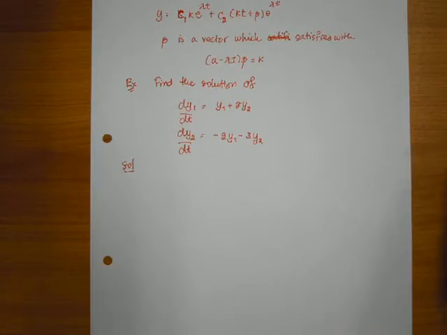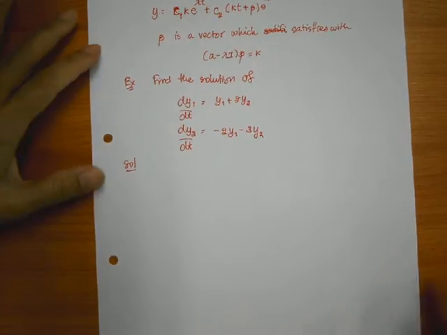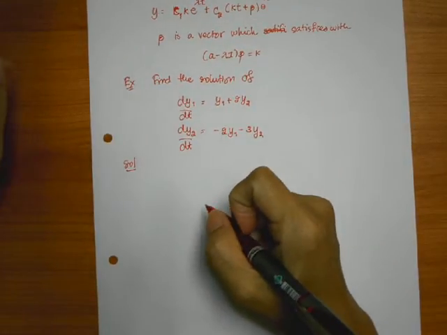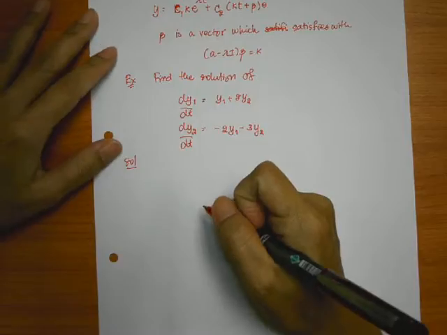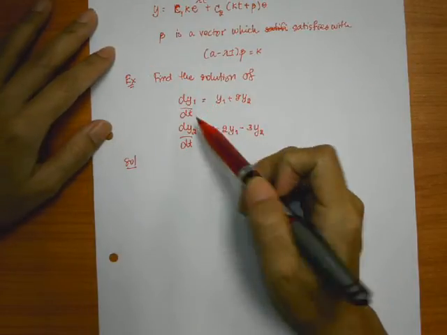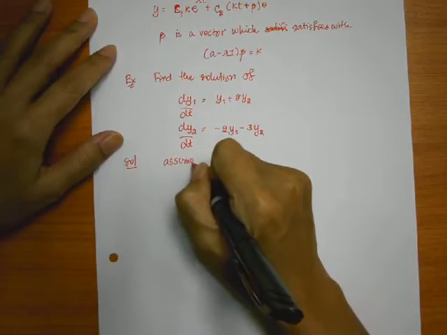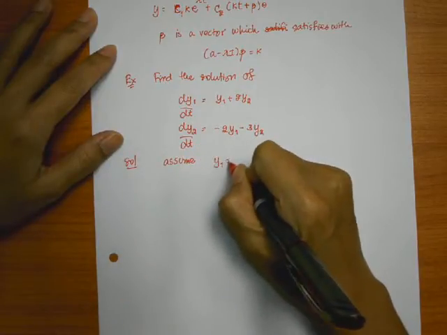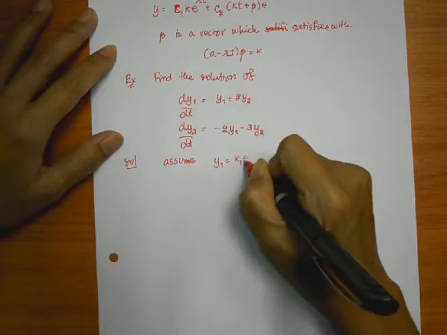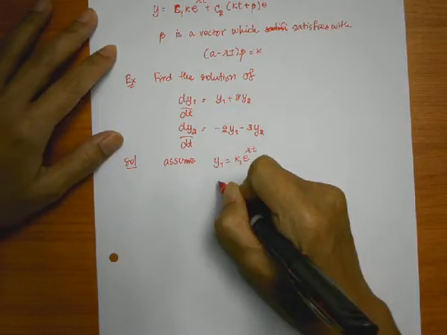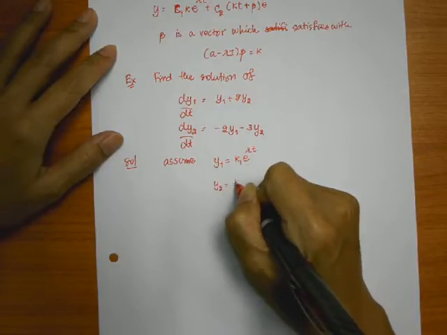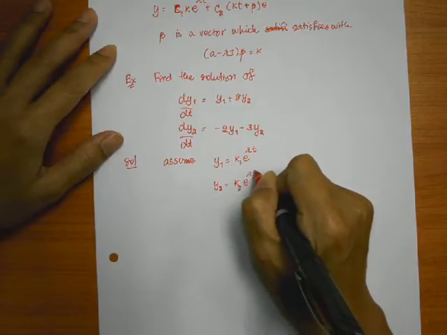Okay, we are in case 2, and this is the sample. The way that we do it is exactly the same as we used to do. Now we have y1 and y2. So first we have to assume the answer for our y1 and y2. y1 is equal to k1 times exponential of lambda t, and y2 is equal to k2 times exponential of lambda t.